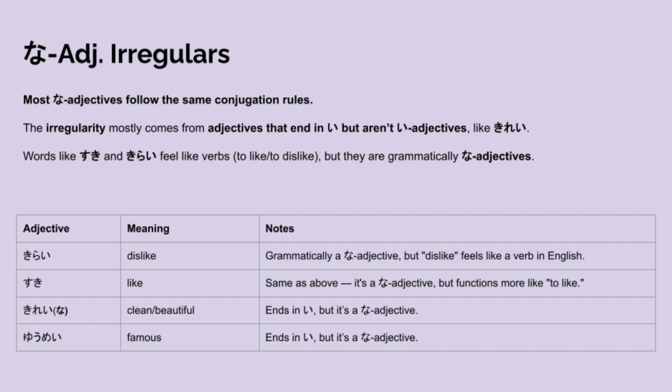Mostly remember the main ones. Kirei is a big one. You see that a lot, clean or beautiful. And then yume is famous. So it ends in the E, but it's actually a na-adjective. Really just kind of depends.